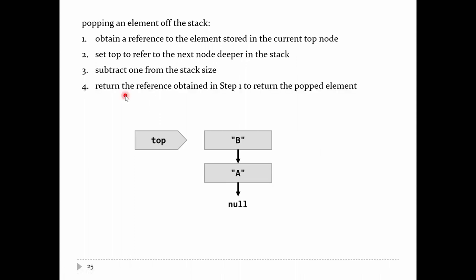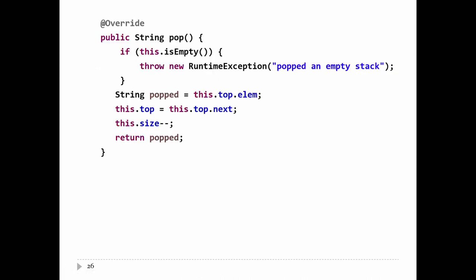Step 4: return the reference to the string C that we had in the first step. Ignore the if statement for now. I want to remember what is sitting in the current top node. The string that's sitting in the current top node is just this.top.elem. So I'm going to return that as the last step.